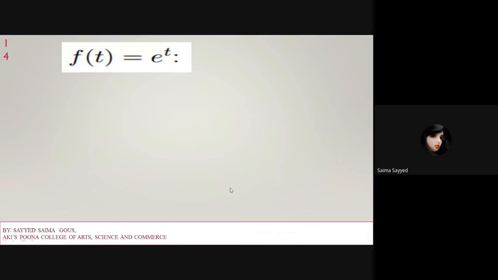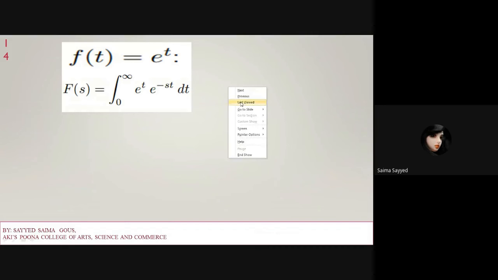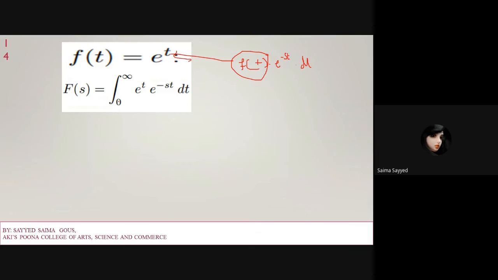Next function is e raised to t. So here, according to the definition, the integral of f of t into e raised to minus st dt. Here my f of t is e raised to t. So integration from 0 to infinity e raised to t, e raised to minus st dt.